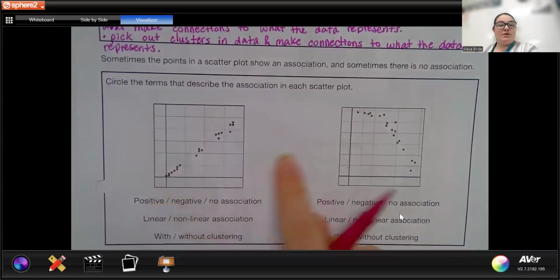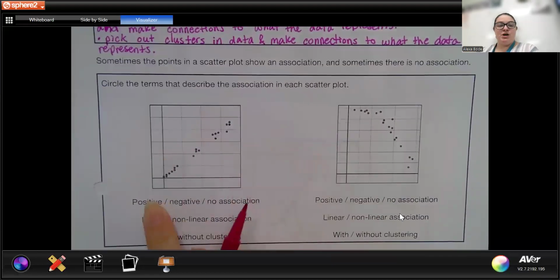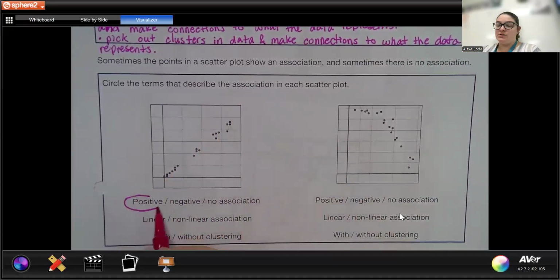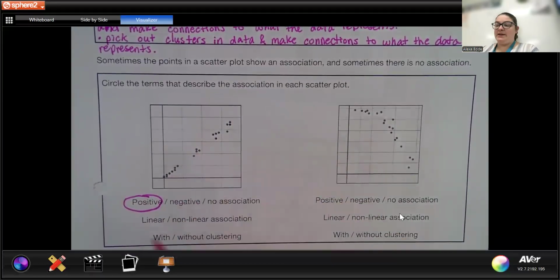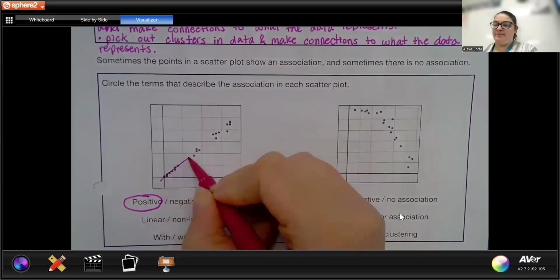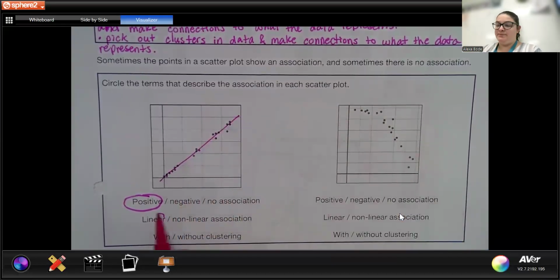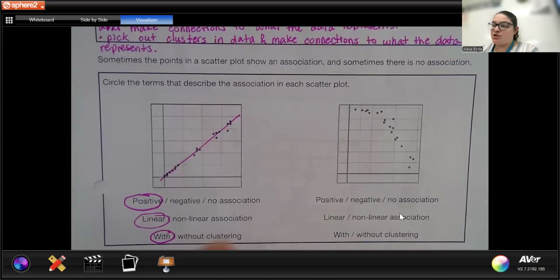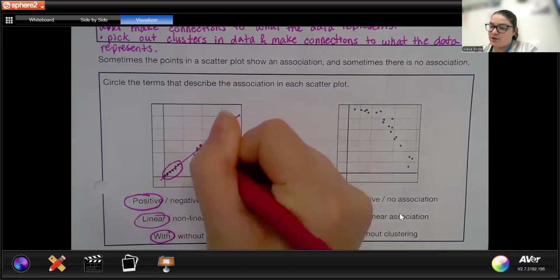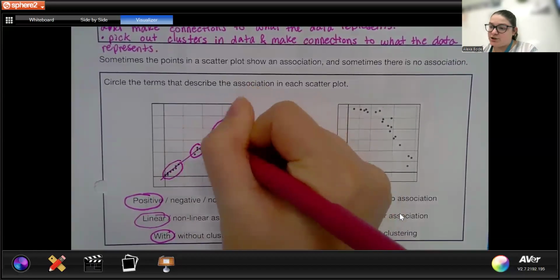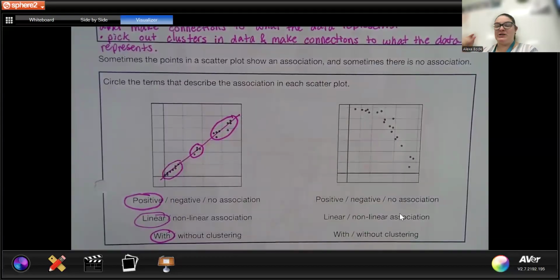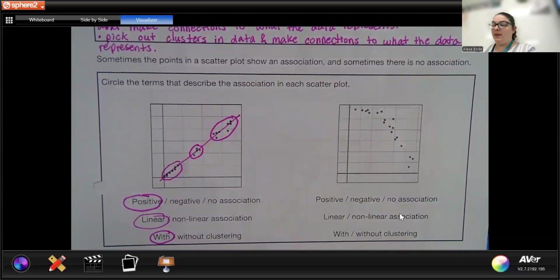So, the first one that we've been talking about that we should know is that this scatter plot here is a positive association because it's going up from left to right. It is a linear association because I could use a line of best fit. That would be a straight line. And it is with clustering. There's a cluster of points here, a cluster of points here, and a cluster of points here. There's a good gap between these clusters.